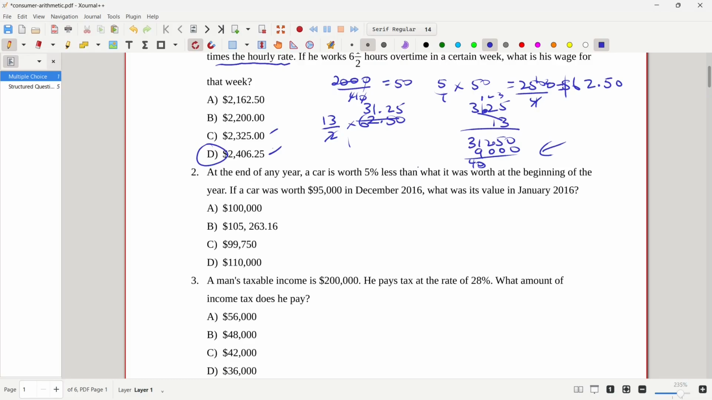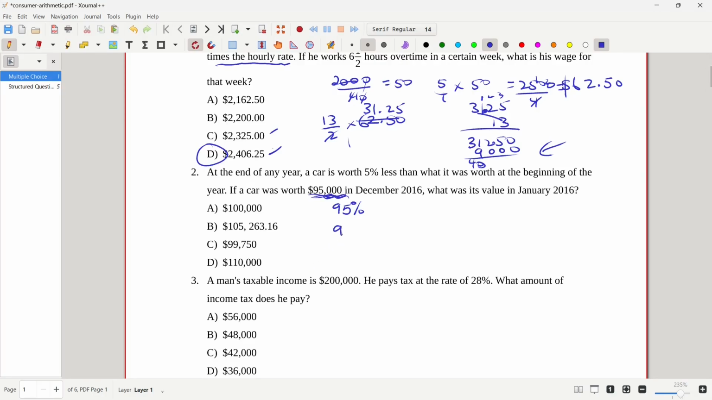Now, I didn't show you this when we were doing the percentage workings, but let me show you it now. If a car is worth 5% less, then that means it retains 95% of its original value. All right? So then that means that at the end of the year, this here represents 95% of what it was originally.